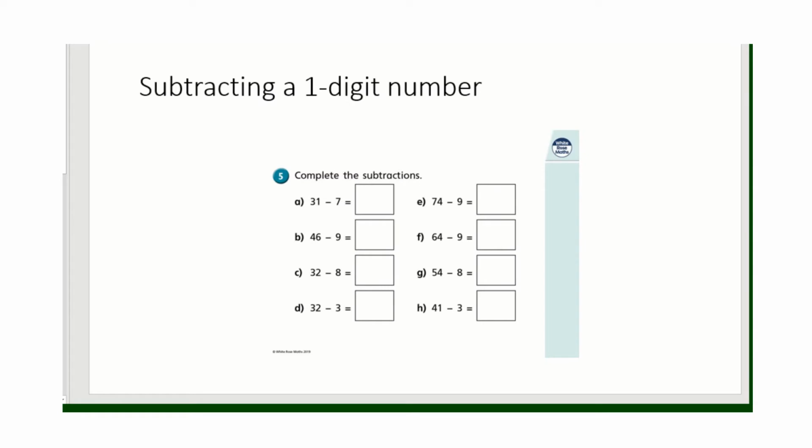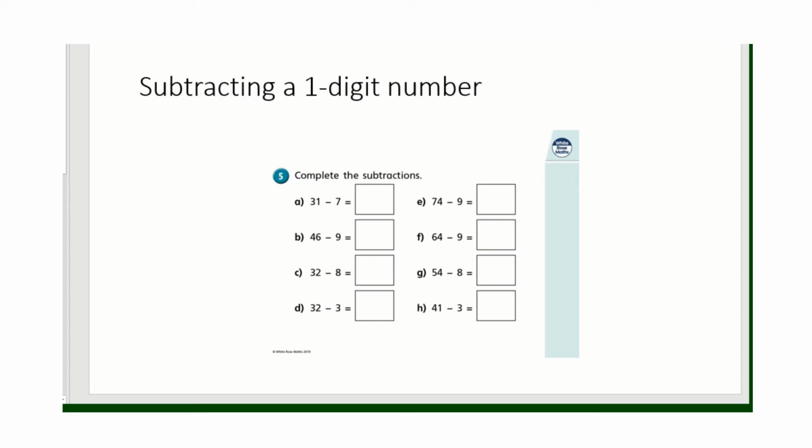Subtracting a one-digit number. Let's have a look at a couple together first. 31 take away 7, or we could say 31 subtract 7, or 31 minus 7 equals. I wonder, now then, we could count backwards, couldn't we? So 31, 30, 29, 28, 27, 26, 25, 24.